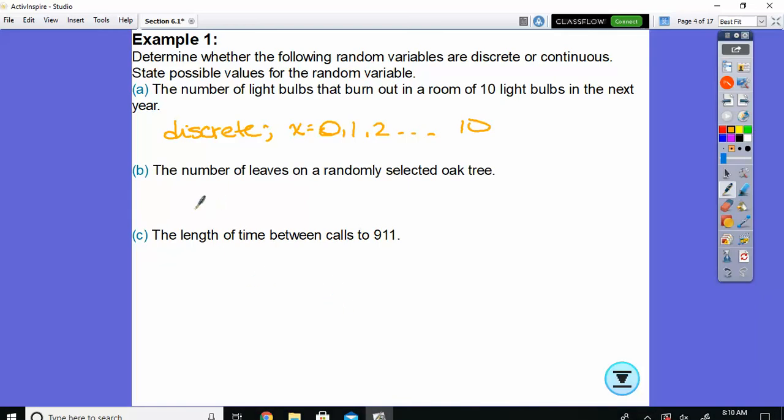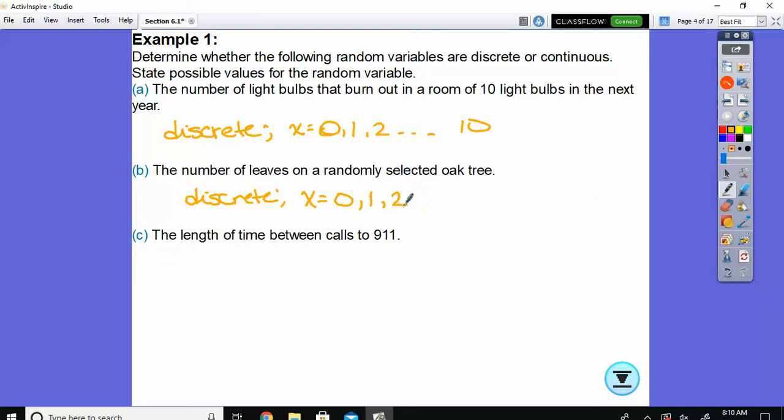All right, the number of leaves on a randomly selected oak tree. It's discrete. I don't want to go count them, but we could. I mean, we could spend our day sitting in a tree and counting leaves, I guess. So what would my values of X be? A lot. 0 to like 3,000.